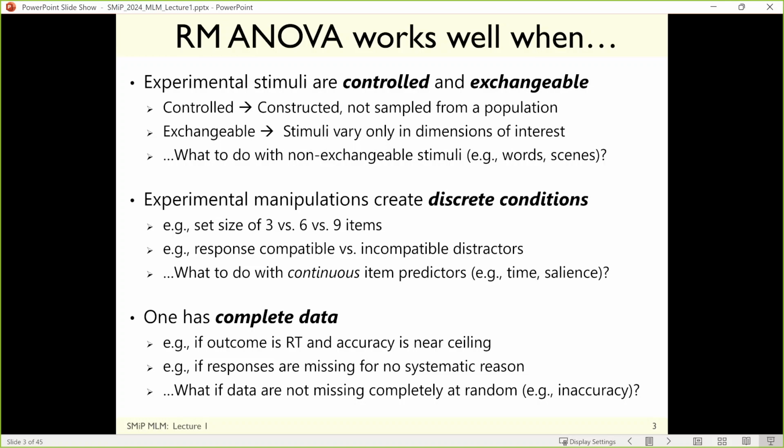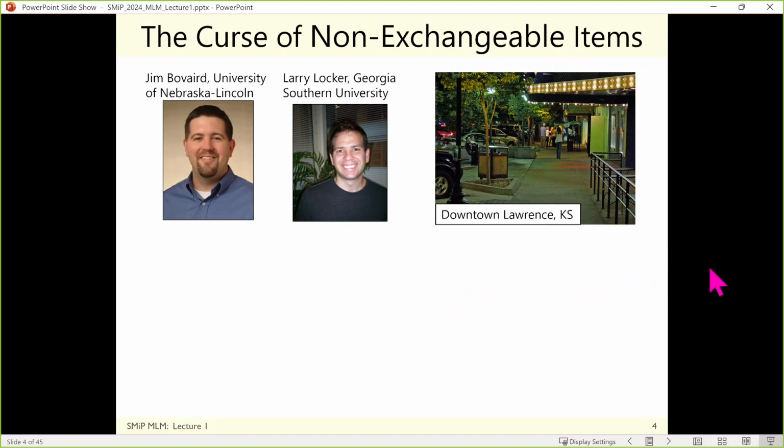What if people miss items that are more difficult, or that, because of the features that they have, make them more difficult for certain kinds of people? Then not having complete data is going to be more of a problem because the missingness is informative, as we would say. It's going to be something that you need to take into account. The model needs to understand which trials were not included because they had a missing response and what the characteristics of those trials were. So let me tell you the story that motivated where this whole thing started.